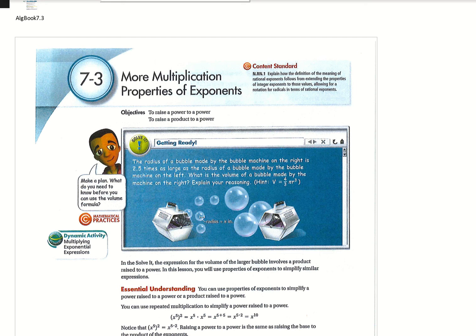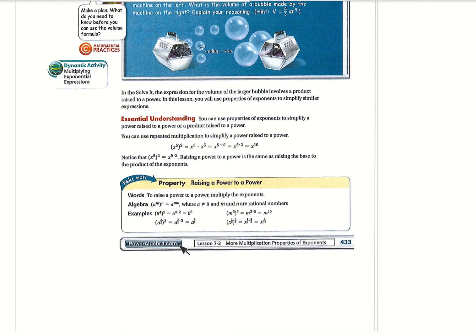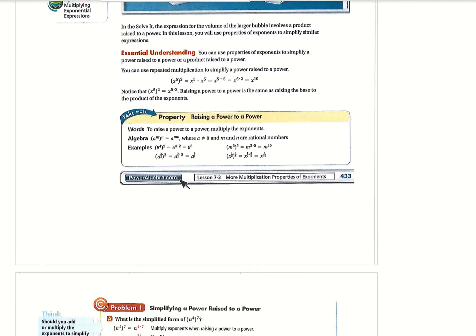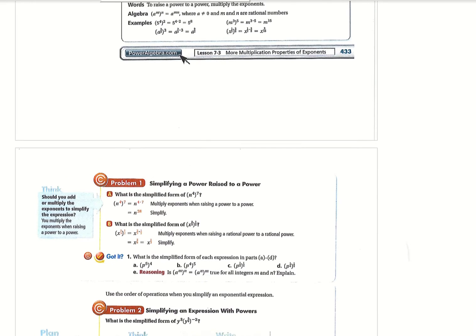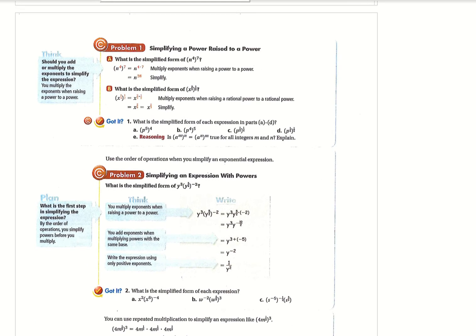Algebra. Today we are looking at lesson 7.3, which is actually pretty similar to lesson 7.2. We're just looking at a few more of the properties of multiplication with exponents. So we're just getting more in depth, really, is all it is. We're going to go ahead and get going on it down here on page 434.